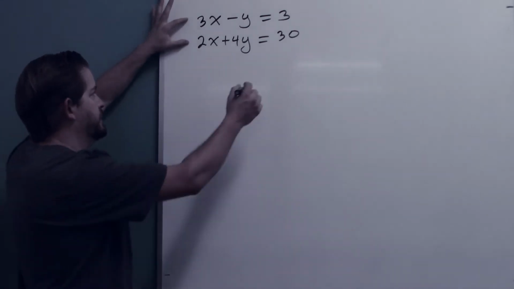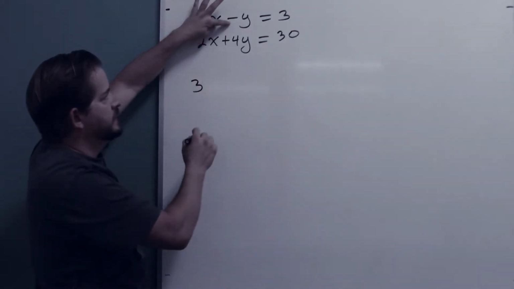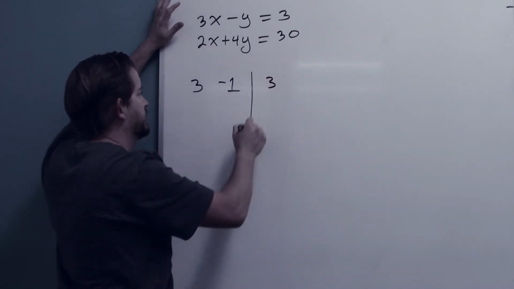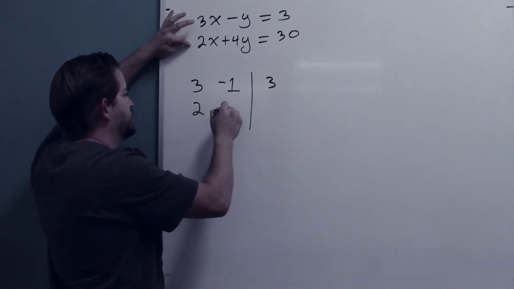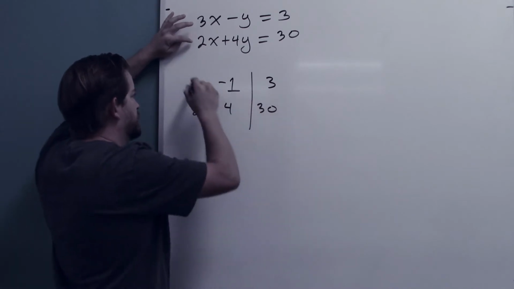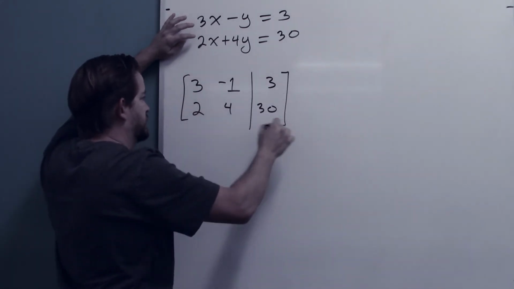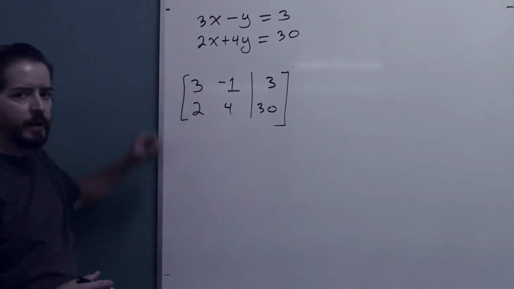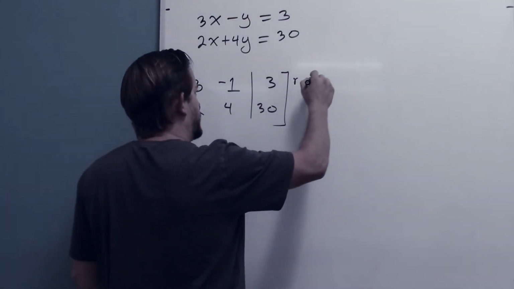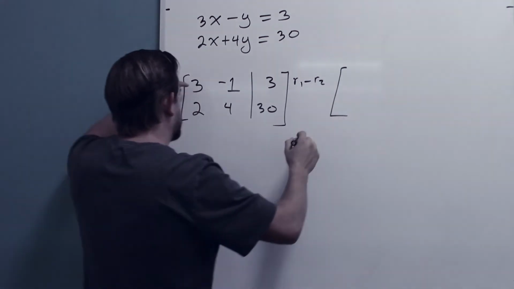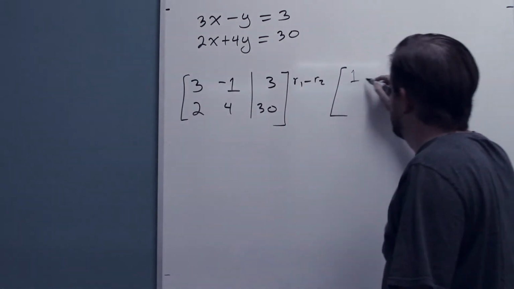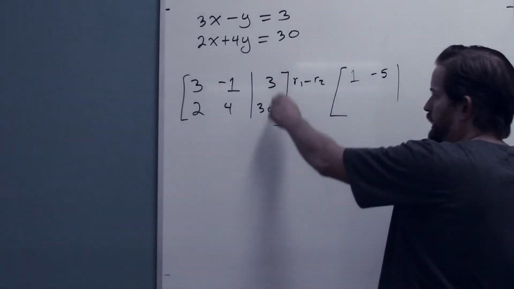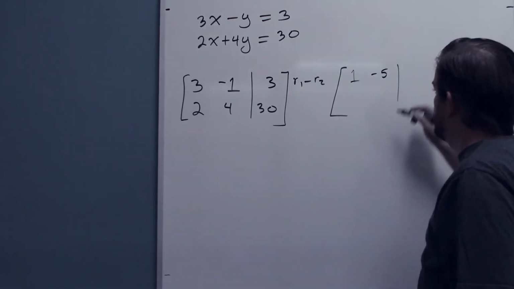If I write this as a matrix, I have 3. This is a negative 1. And then augmented with 3, 2, 4, 30. Okay. I want to get a 1 here, so I'm going to take row 1 minus row 2. So row 1 minus row 2 gives me 3 minus 2 is 1. Negative 1 minus 4 is negative 5. And 3 minus 30 is negative 27.